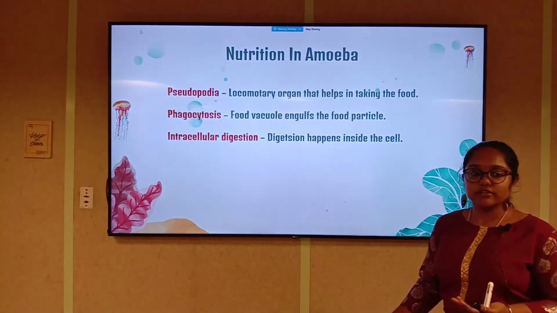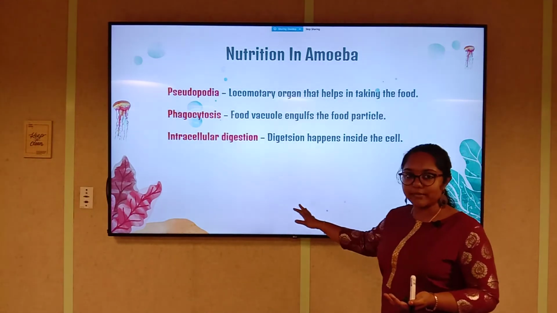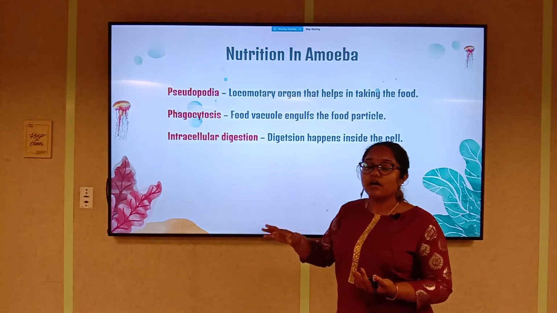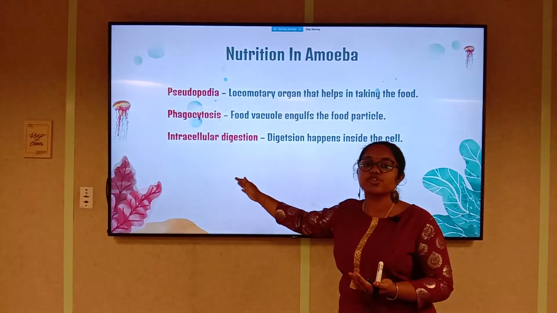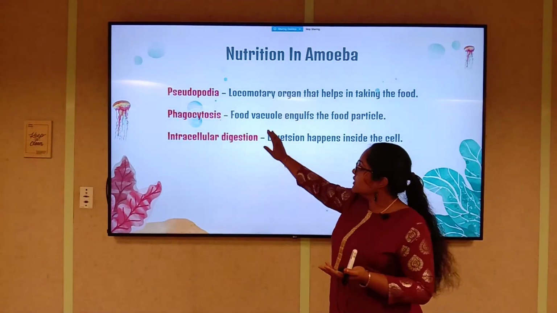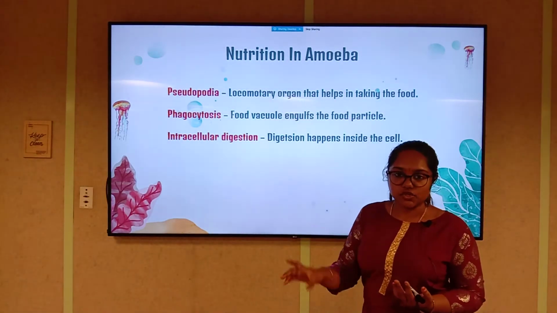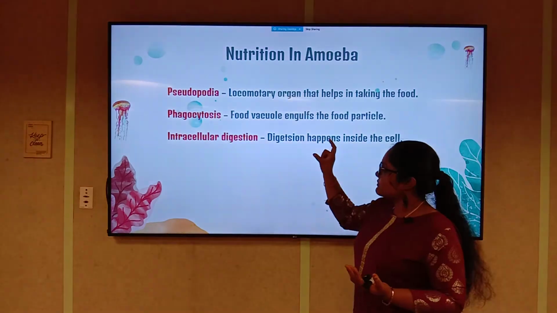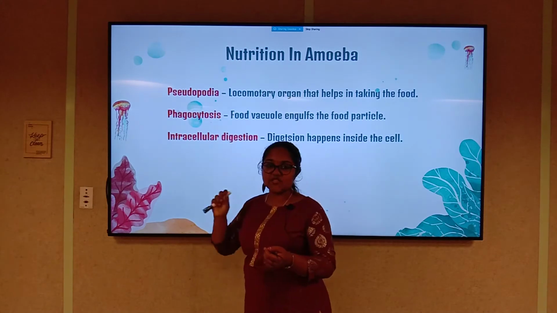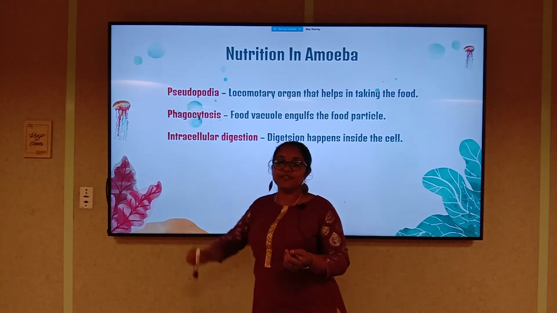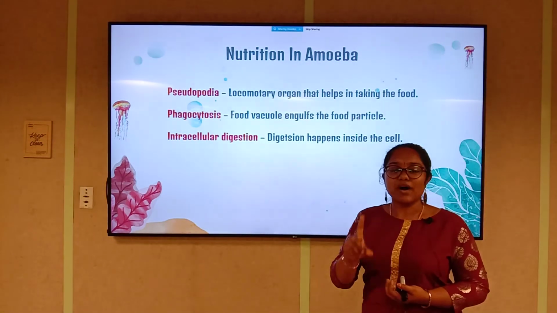Let's begin with nutrition in amoeba. Now nutrition in amoeba, without giving you the structure of amoeba and without telling you the whole process, I have put down some 3 important terms you should know. Clear? So pseudopodia, it is one of the labelings we do in the structure of amoeba, because the word pseudopodia can be broken into 2. Podia means feet. Pseudo means false. So false feet.